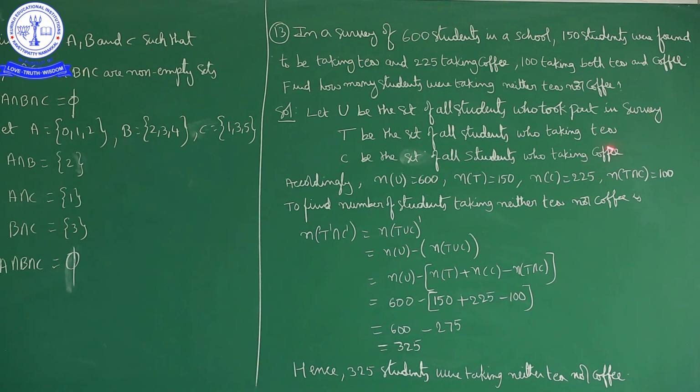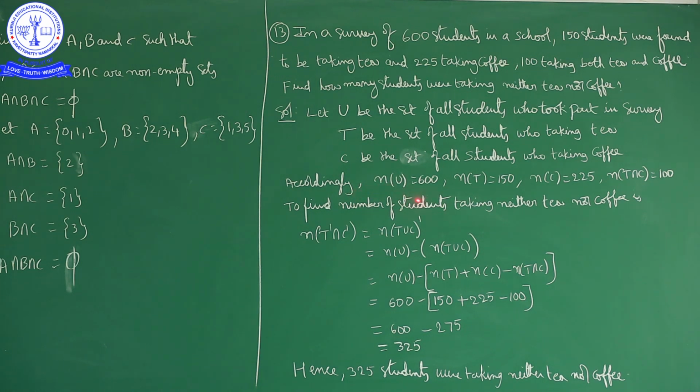Now what is given? How many students participated in the survey? 600 students. So the number of elements in set U is 600, n(U) = 600. How many taking tea? 150. So n(T) = 150. How many taking coffee? 225. So n(C) = 225. How many taking both tea and coffee? 100, no? So n(T intersection C) = 100. This is the information given.